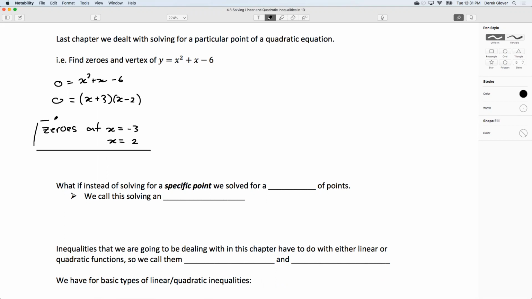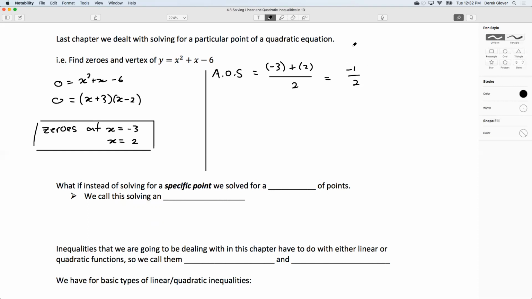If we want to find our vertex, we could use completing the square, but maybe we'll use a different technique. So let's take our zeros and find the average. That'll give us the x coordinate of our vertex. So technically it's the axis of symmetry. It's going to be at the point minus 3 plus 2, all over 2, which is minus 1 over 2, or minus 1/2. So this is the x coordinate of our vertex.